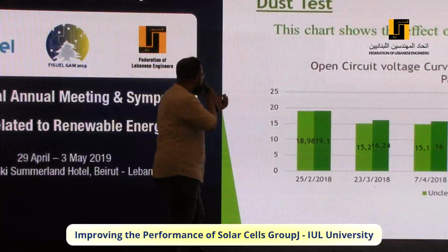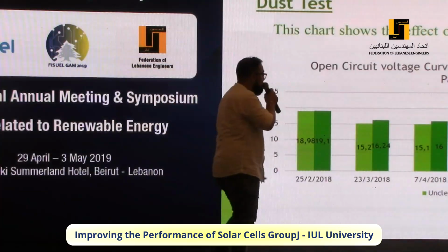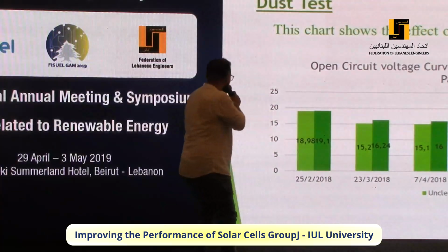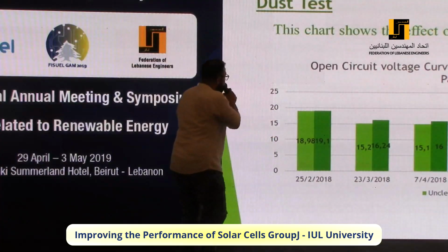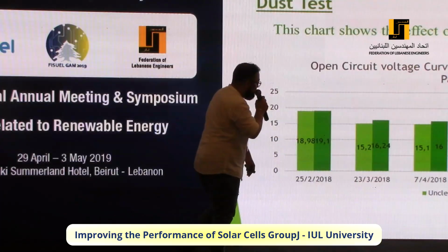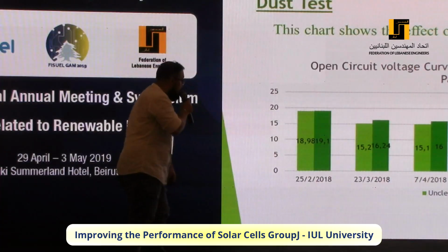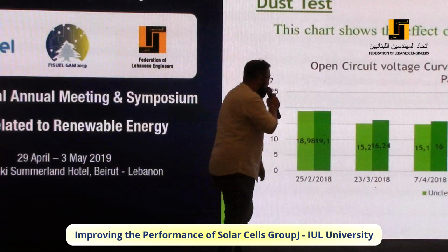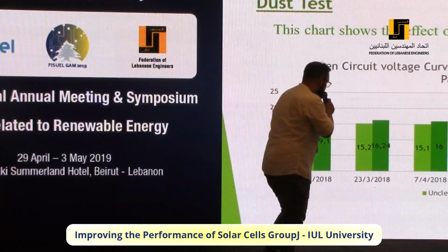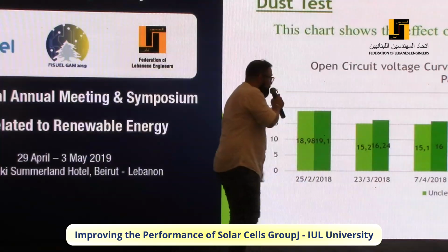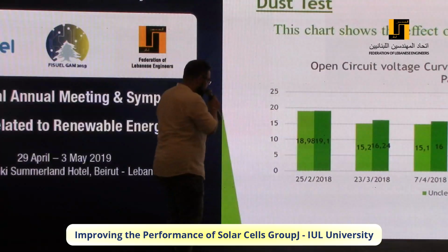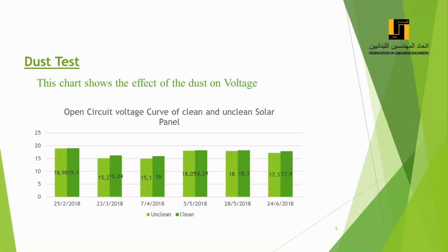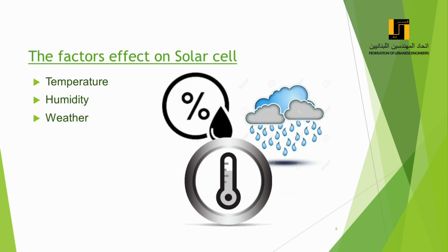Now we see this test. We made it at the university. We see the voltage difference between the clean and unclean surface, but in March and April we have less voltage. That means we have more factors that reduce the voltage and the performance of the solar cell. These factors are temperature, humidity, and weather.